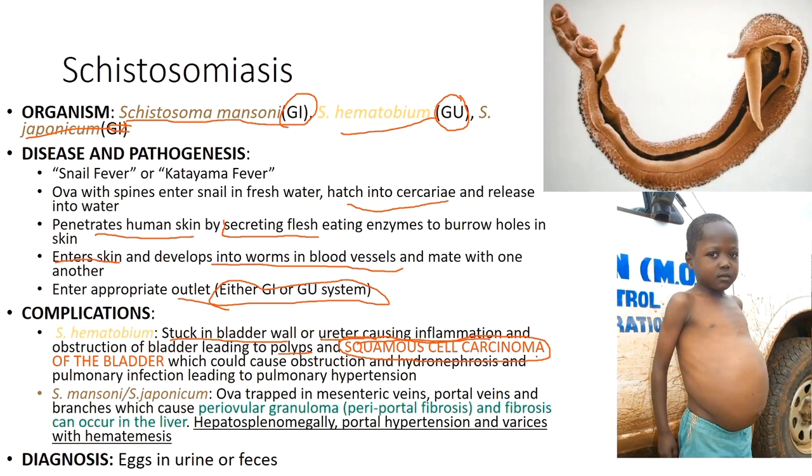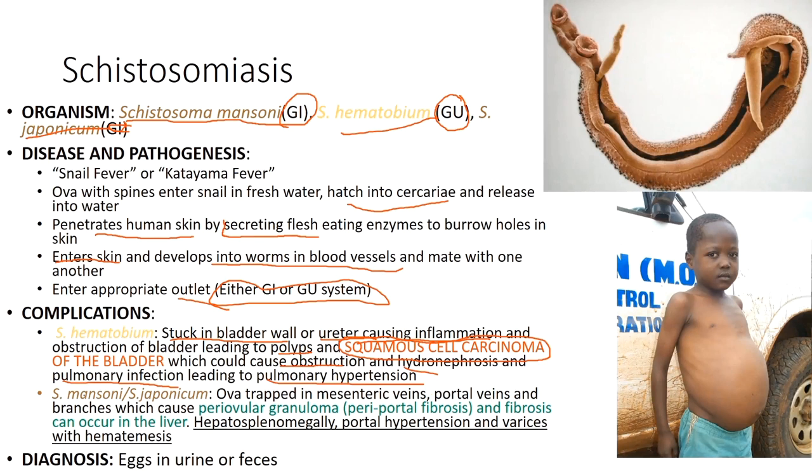Other things can cause squamous cell, but this is one that's very particular and very strange, so they like asking about it. That is squamous cell carcinoma of the bladder. And that could cause, obviously, obstruction when the tumor grows, and hydronephrosis, as you talked about in pathology, I'm sure. This guy also can infect the lungs and cause a chronic, eosinophilic cough, but usually less common. Other things are like pulmonary hypertension, which can lead to right-sided heart failure.